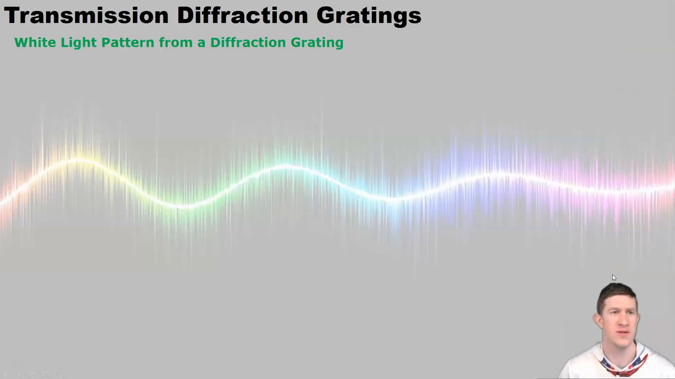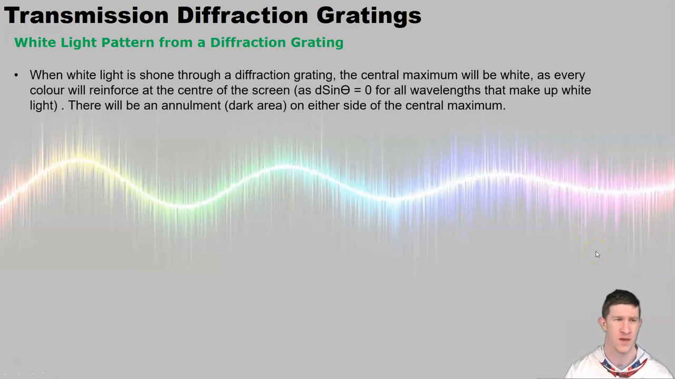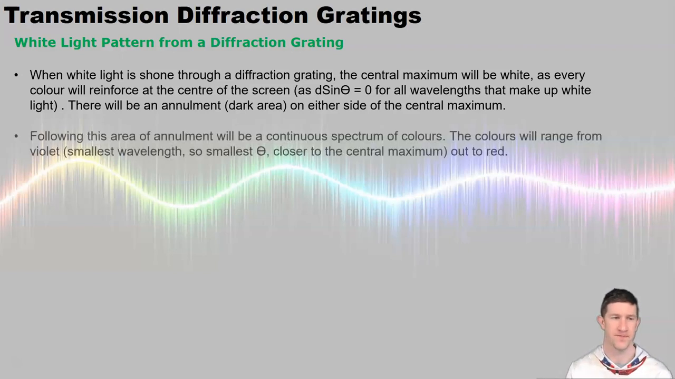So what happens if we use white light? In the earlier video, in that double slit experiment, they briefly touched on it, and if you watch the video by Veritasium where he makes his own giant diffraction grating that he can carry around on the beach, he's using white light there. So what happens if we use white light? When white light is shone through a diffraction grating, the central maxima is going to be white, as every color reinforces at the center of the screen because d sine theta equals 0 for all wavelengths that make up white light. There will be an annulment, a darker area, on either side of that central maximum though.